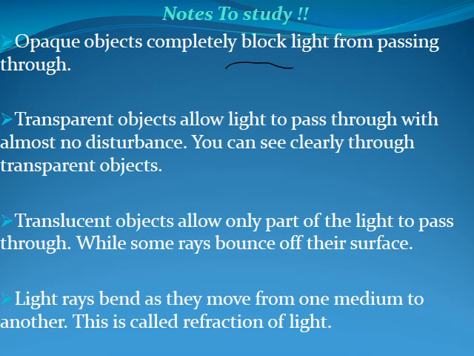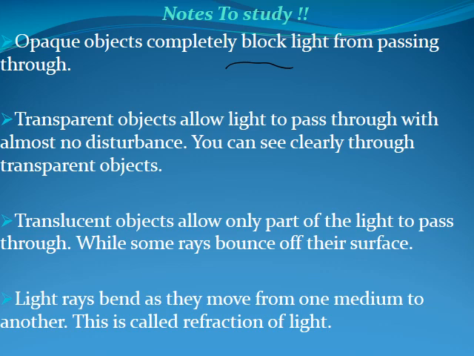Translucent objects allow only a part of the light to pass through them, while other light bounces off their surface. An example is wax paper, which is a translucent object.